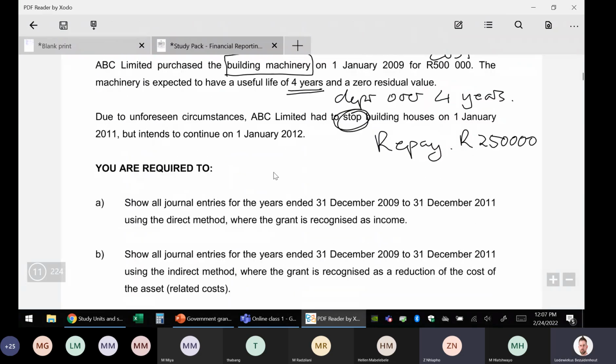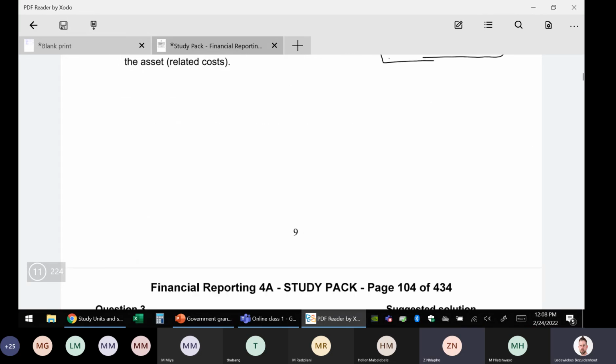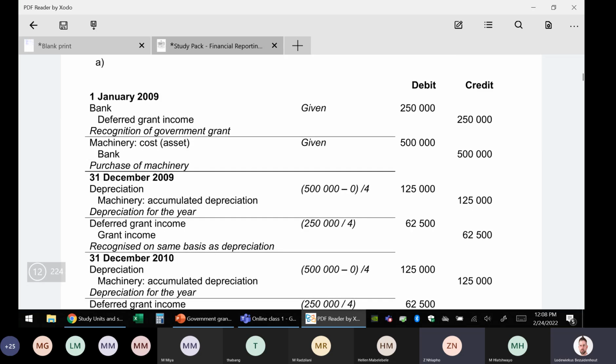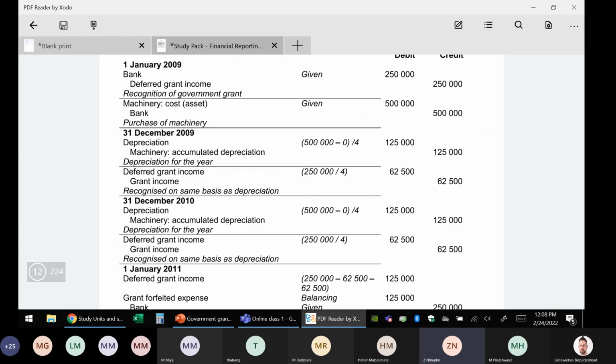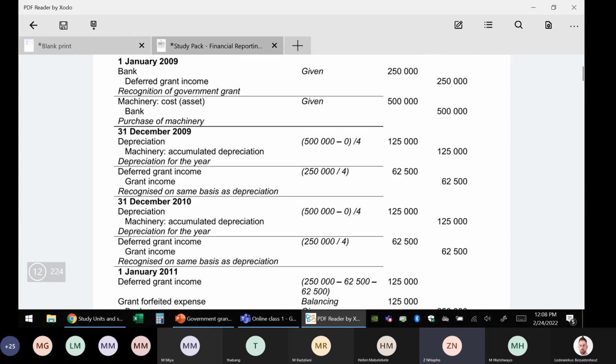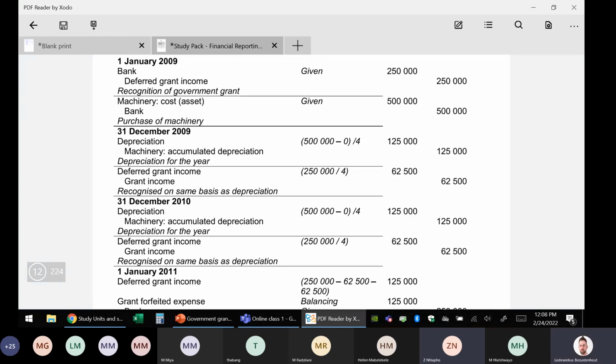Okay, so number A is where we show the grant as income. Number B is where the grant is shown as a deduction from the cost of the asset. All right, so let's look at A first. There are the journal entries. I'll show you the T accounts for the deferred grant income account separately, then it's easier.